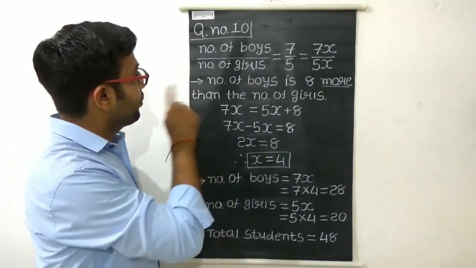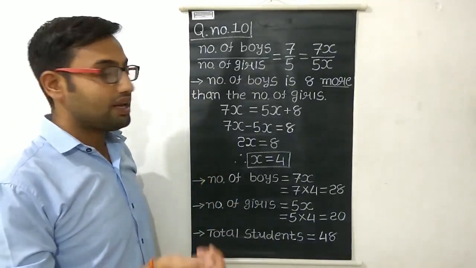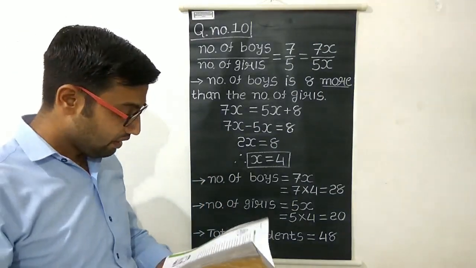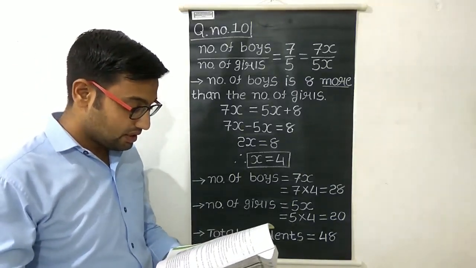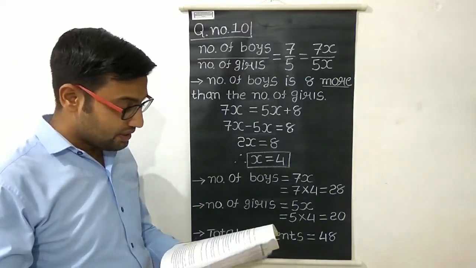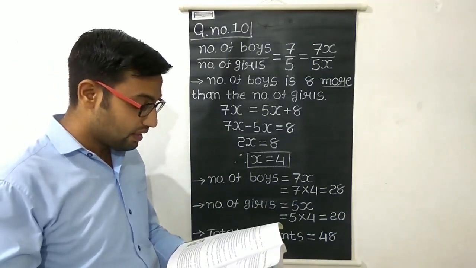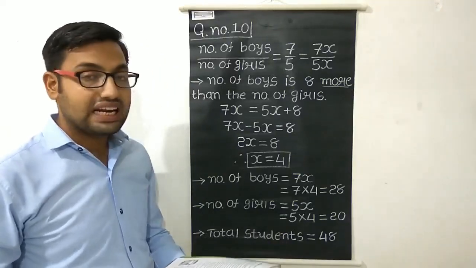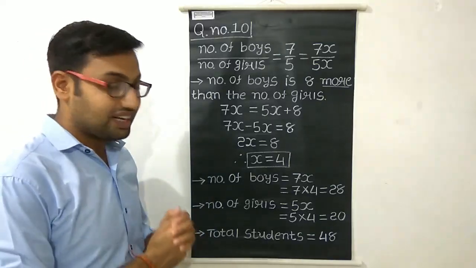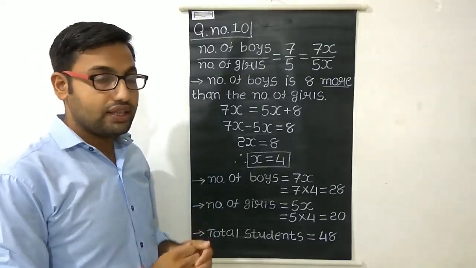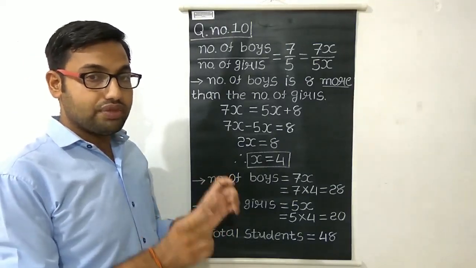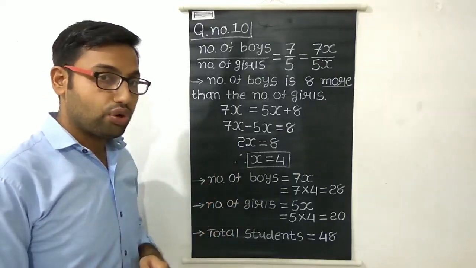So now we will study question number 10, which is of the same type of ratio. So what is the question? The number of boys and girls in a class are in the ratio 7:5. The number of boys is 8 more than the number of girls. What is the total class strength? So here we have to find the total class strength. That means we have to find the number of boys and the number of girls. Then we will add both of them so that we get the total strength.